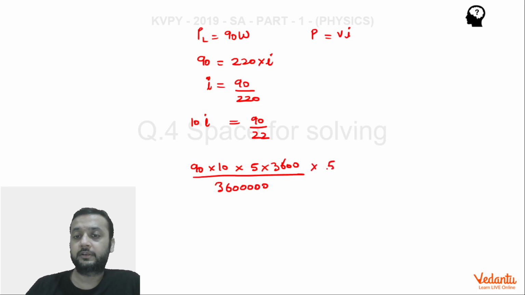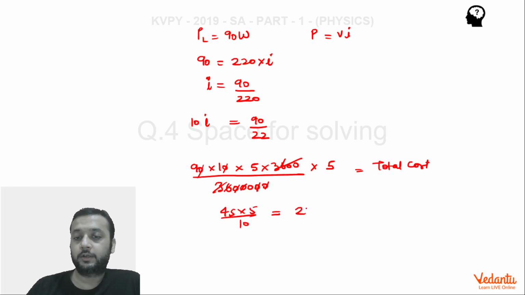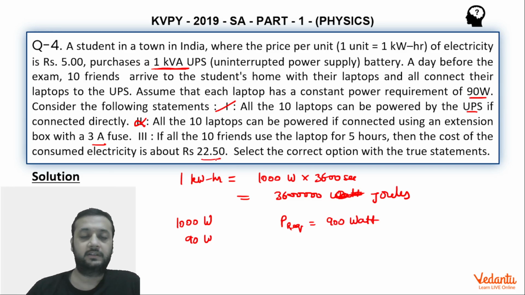And what is the price of one unit? Price of one unit is 5 rupees. So this is the total cost. I hope you have understood. Now from here, what are we getting? Basically 3600 and 3600 will be gone, 10 and 10 will also be gone. So we are left with 9 fives are 45 into 5 upon 10. That means 45 by 2, 22.5 rupees. Okay, 22.5 rupees. This was what was given in the third statement.